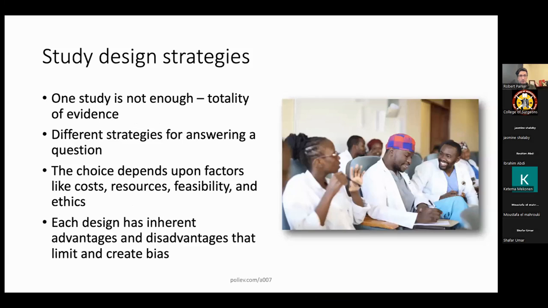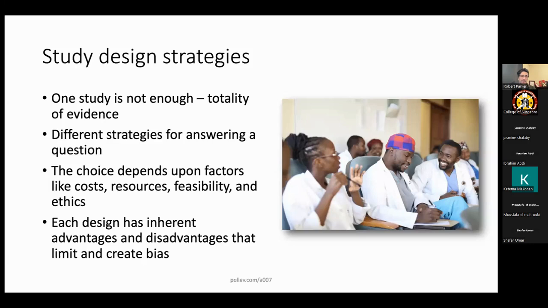Good. All right. So study design strategies. One study is not enough. So if you're on rounds and someone mentions one study, maybe be a bit hesitant because one study isn't enough to really change management. It can inspire us. It can help us to answer a question. But if that study totally contradicts every other study you've ever seen, you need to question it and take the totality of evidence to really come up with the best study for answering your clinical questions.